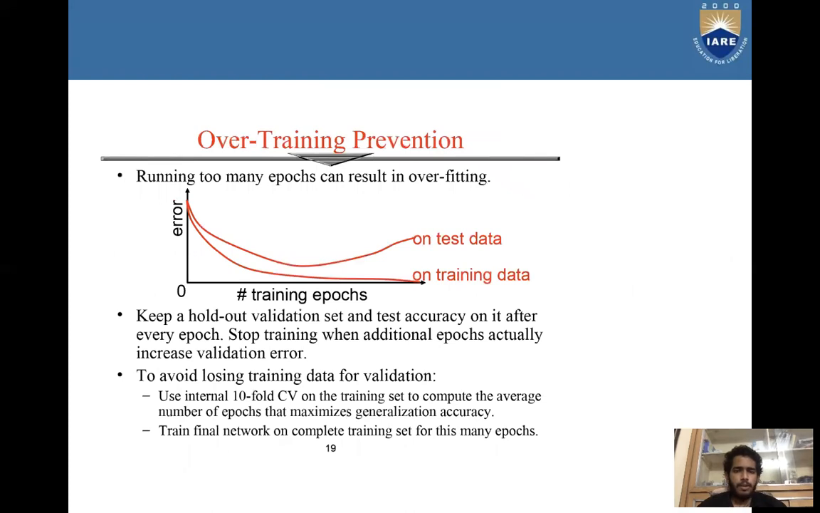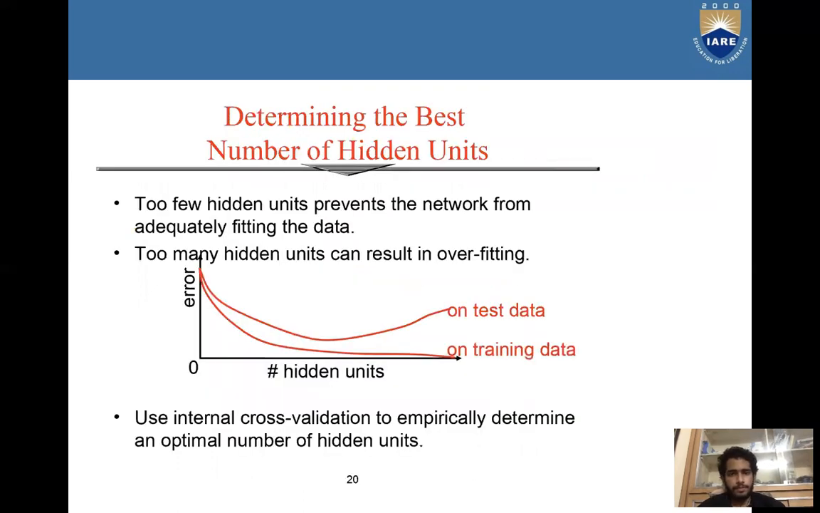Now, let us discuss overtraining prevention. Running too many epochs can result in overfitting. Hold out a validation set and test accuracy on it after every epoch. Stop training when additional epochs actually increase the validation error. To avoid losing training data for validation, use internal tenfold cross-validation on the training set to compute the average number of epochs that maximizes generalization accuracy. Train the final network on the complete training set for this many epochs.